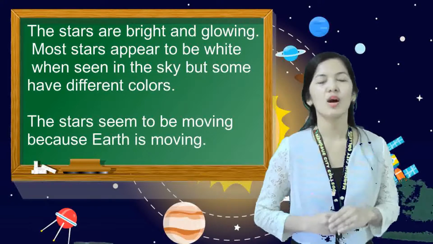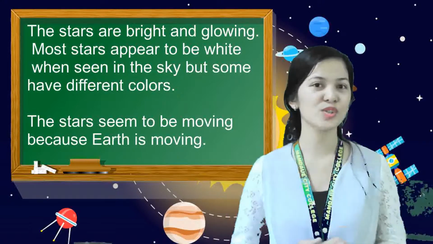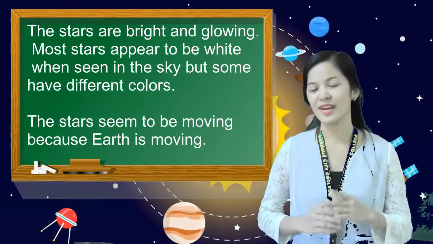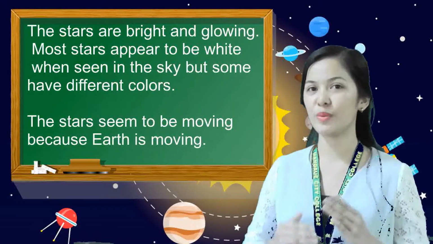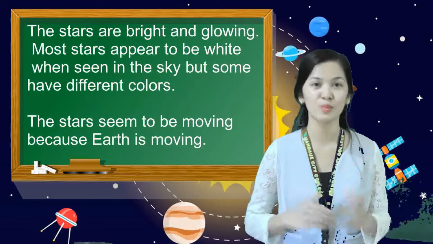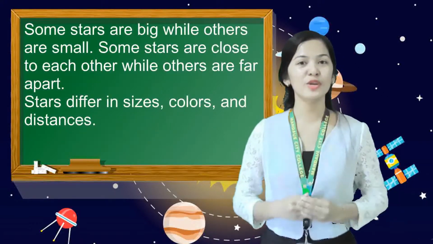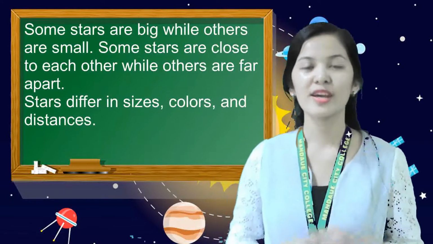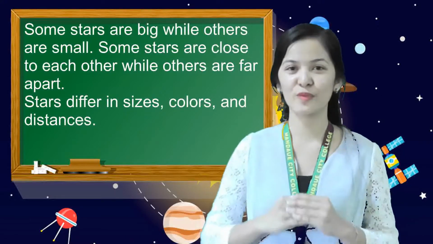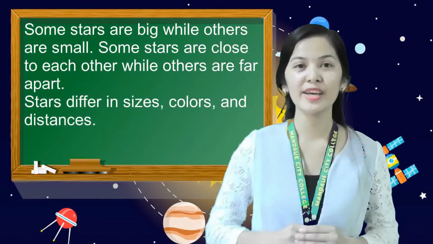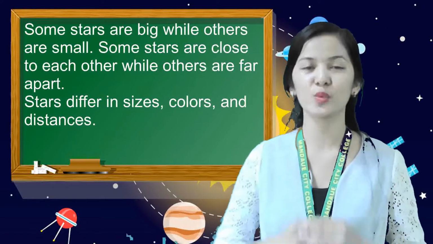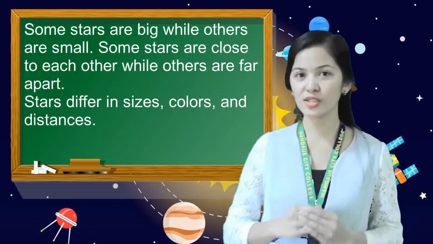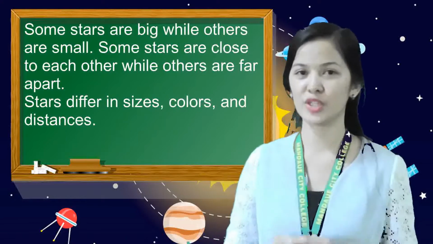So, why do stars seem to be moving? Yes, Anna. Yes, of course. Stars seem to be moving because Earth is moving. So what do you notice on the sizes and distances of the stars? Yes, Jake. Yes, of course. Stars are big, and there are also stars which are small. And there are stars which are closer and also apart from each other.